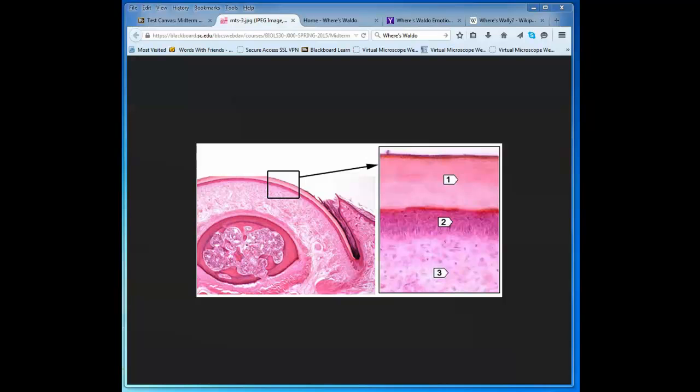Some people put epithelial, others put nail bed, nail plate. Those are some of the incorrect answers. And nail matrix was another one that was incorrect. Some people answered eponychium. So let's move on to the next question.